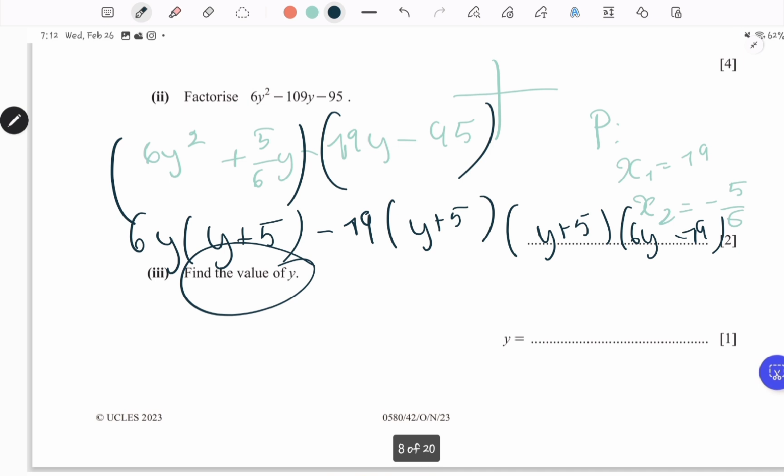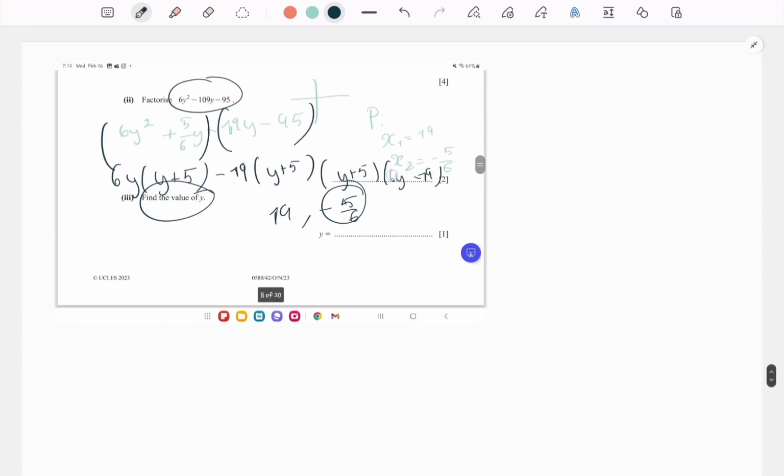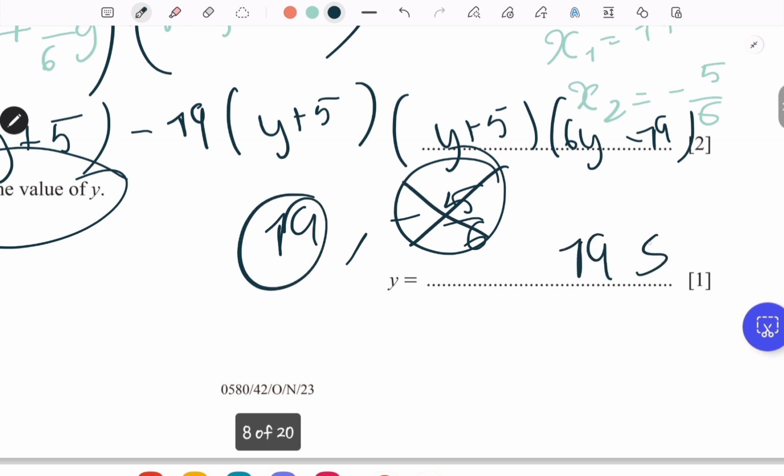So as we said on the calculator, you can do mode 5, 3, so mode equation 3. And then you would put in the original equation, which is 6y squared minus 109y minus 95, and you would get two answers, which are 19 and minus 5 over 6. Now, of course, it can never be a negative value. Y is the price. You cannot have a negative price. There is no such thing as a negative price. So you're not going to choose this. You're going to choose 19. So it's $19.